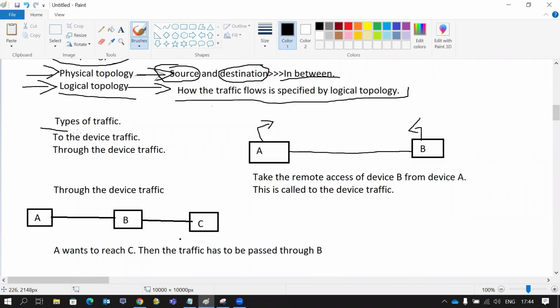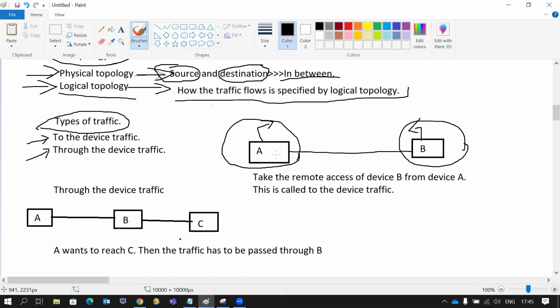Now, let us understand the types of traffic. Basically, we have two types of traffic. One is to-the-device traffic, the other one is through-the-device traffic. Let's understand the difference. Let's say we have two devices, for example, A and B. Now, let us assume that we have a task wherein we want to take remote access of device B from A, just to manage device B. That is what is called to-the-device traffic, which is bound to device B.